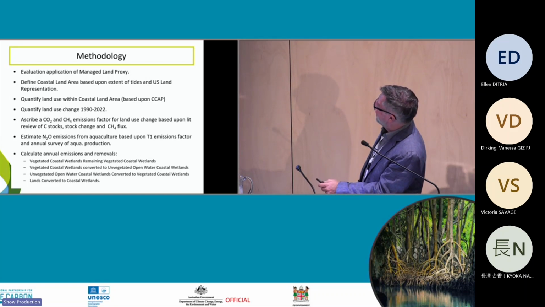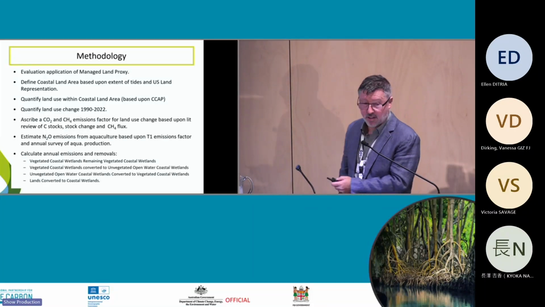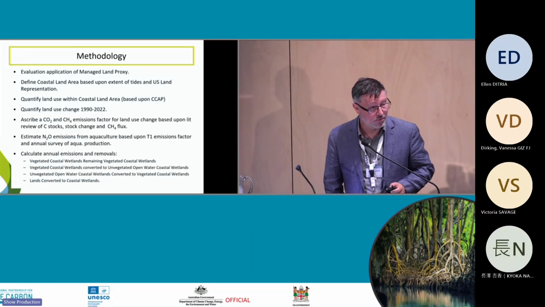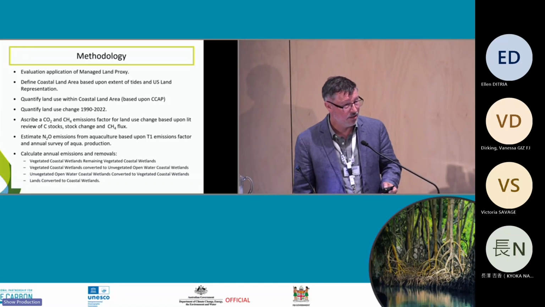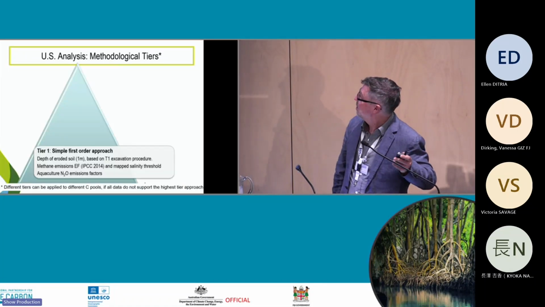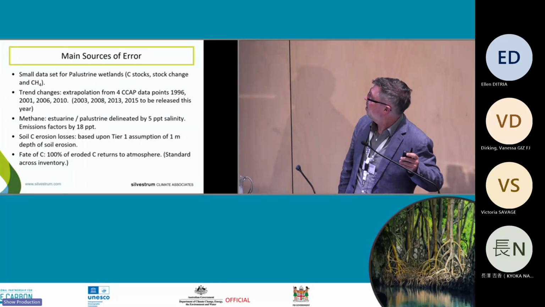And then we look at calculating annual emissions and removals from vegetated coastal wetlands remaining vegetated coastal wetlands, vegetated coastal wetlands converted to unvegetated open water, unvegetated open water converted to vegetated coastal wetlands, which might be a form of restoration, and then lands converted to coastal wetlands, which would be a form of restoration. I'll skip through this part and this part and this part.